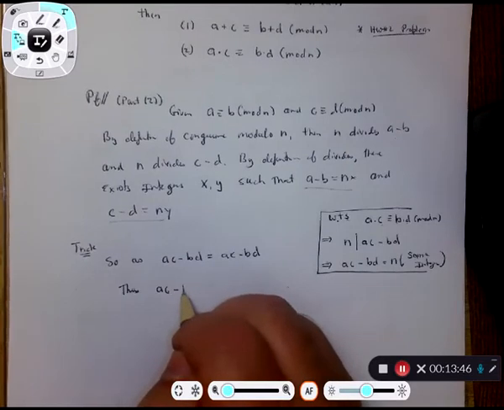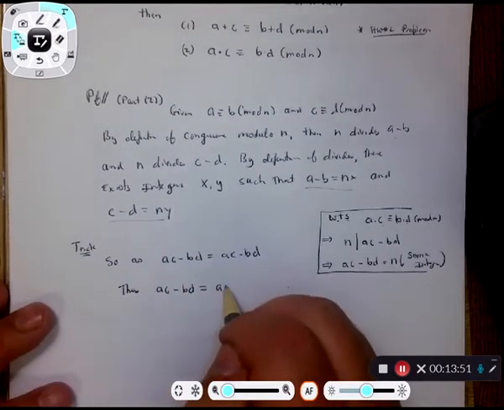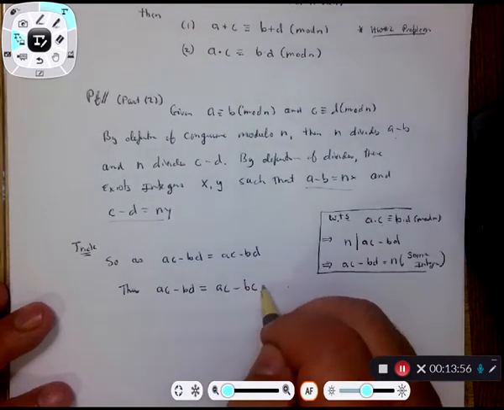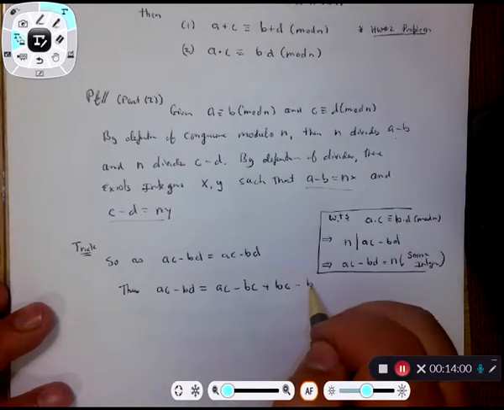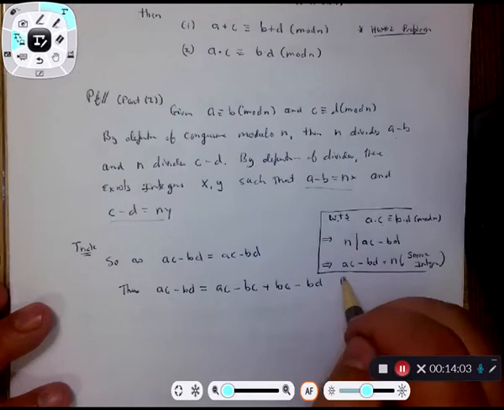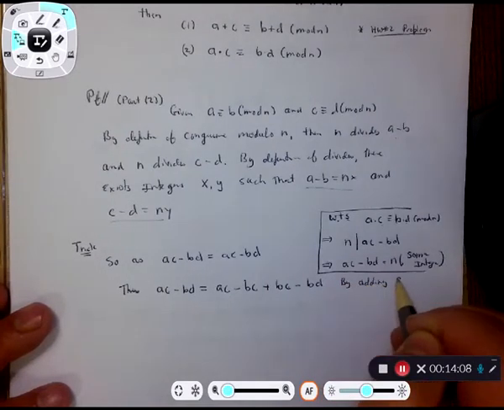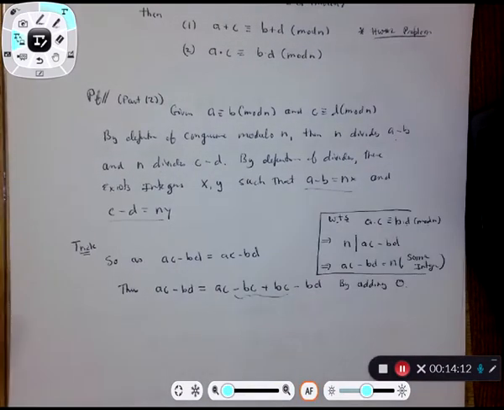AC minus BD is equal to AC minus BC plus BC minus BD by adding 0. Now, where did I actually add 0 at? This is the trick right here. What is minus BC plus BC? That's 0. Now, this is why I wanted to do this one for you guys, because this required a trick.